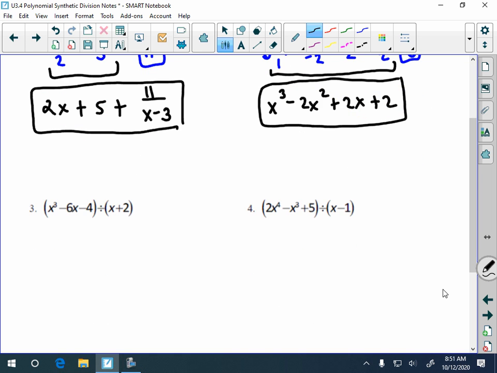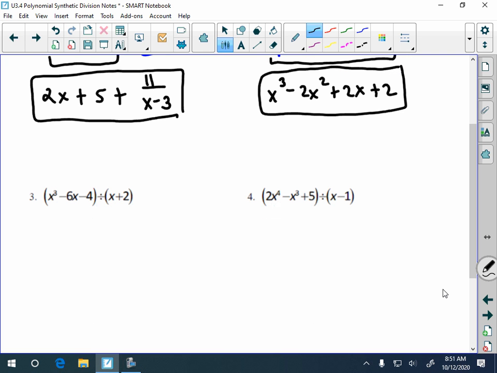All right, so let's go ahead and do number 3. All right, so here we're dividing by x plus 2, so we've got to change the sign to a negative 2 to our upside down long division.